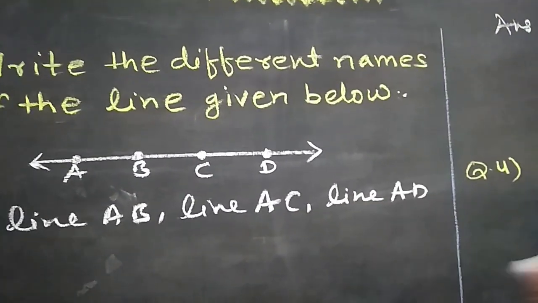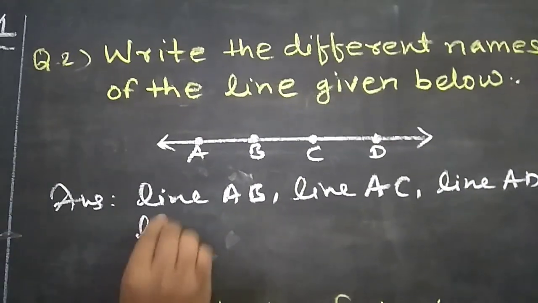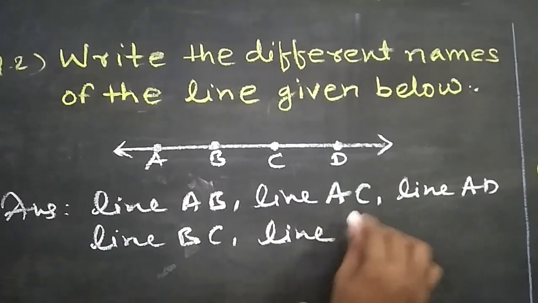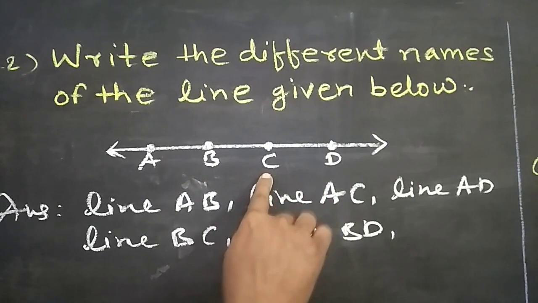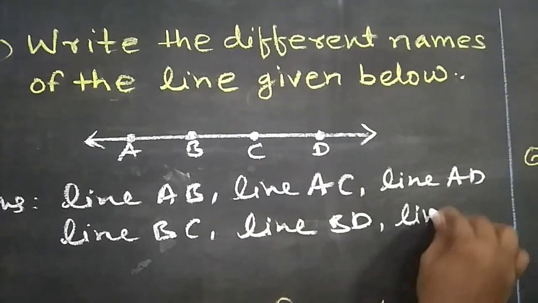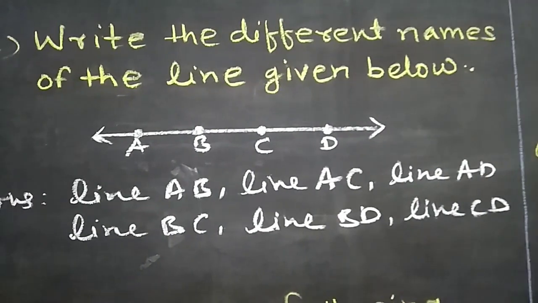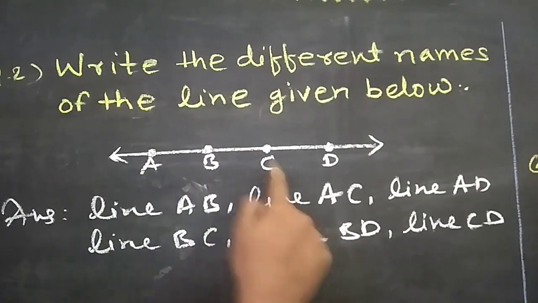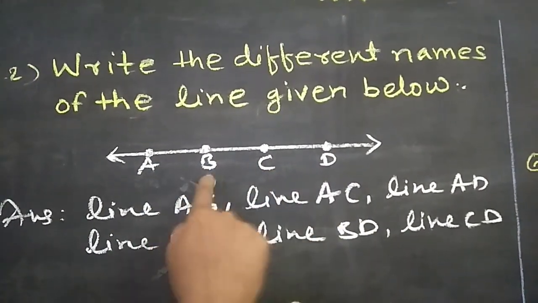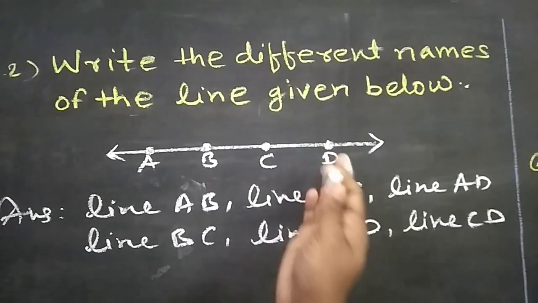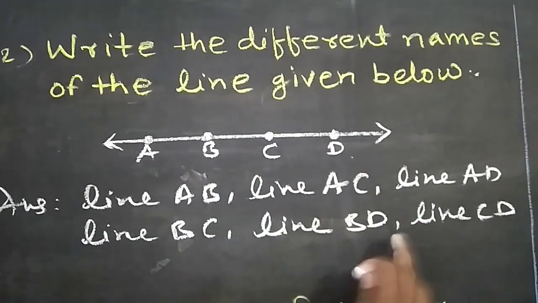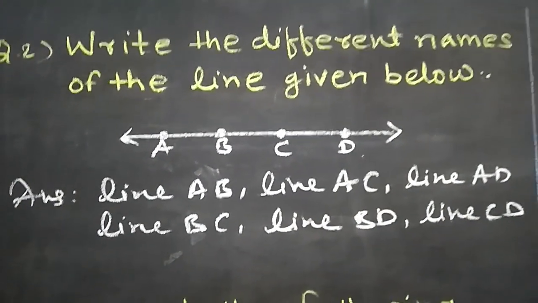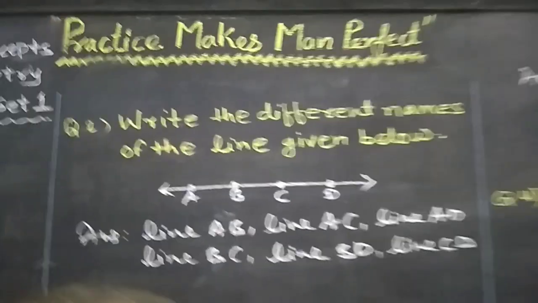And in what other way is it possible? Line BC, line BD, line CD. Now is any possibility left here? I think there is no other possibility. AB, AC, AD. Similarly BC, BD, and finally CD. If we write in the opposite way, DC, then it will be the same as your line CD. Okay, so this many possibilities are here. So your question number 2 is over.